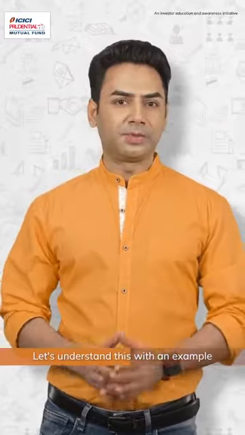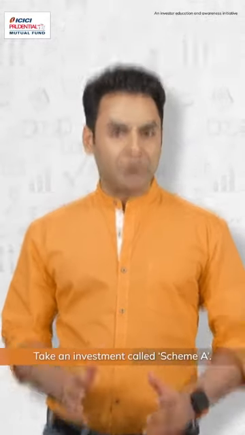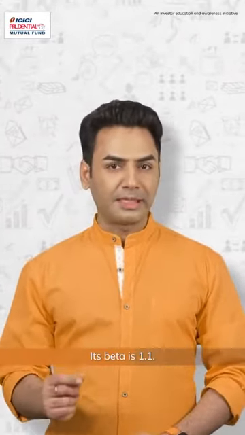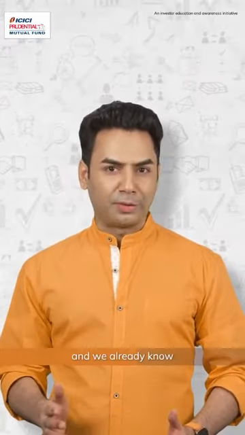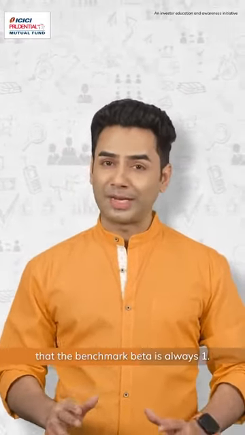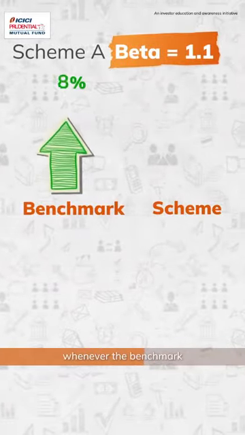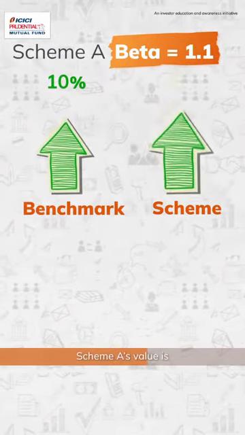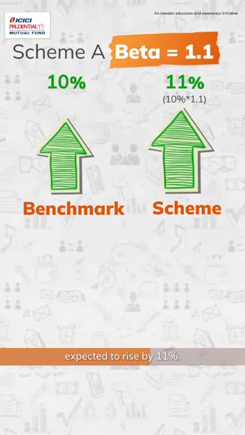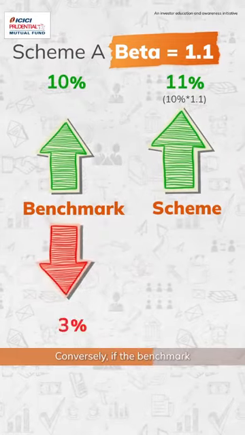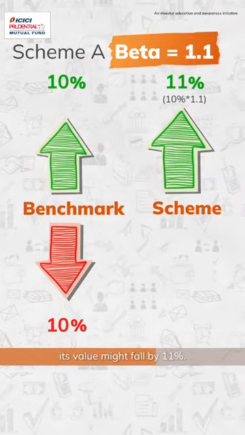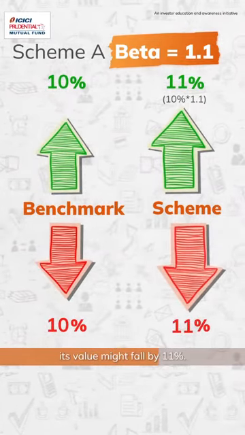Let's understand this with an example. Take an investment called Scheme A. Its beta is 1.1, and we already know that the benchmark's beta is always 1. This means that whenever the benchmark moves up by 10%, Scheme A's value is expected to rise by 11%. Conversely, if the benchmark dips by 10%, its value might fall by 11%.